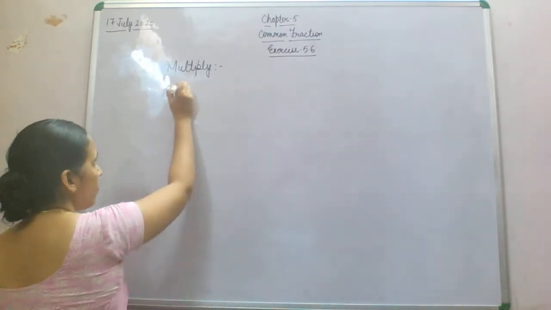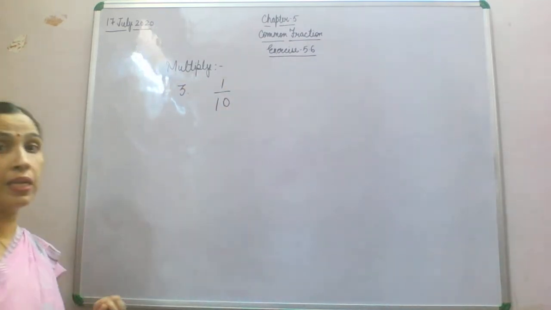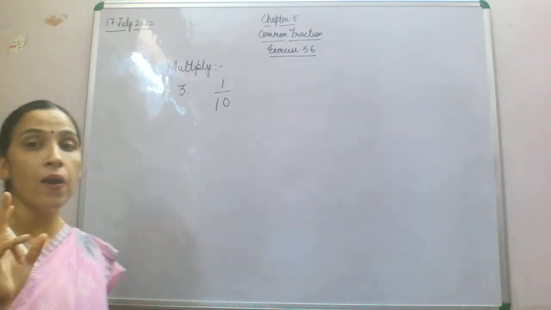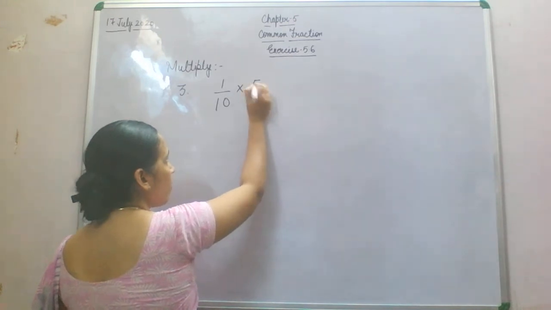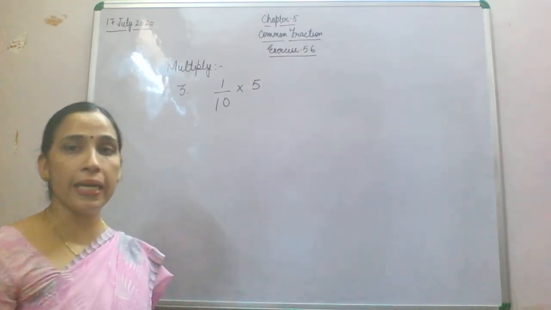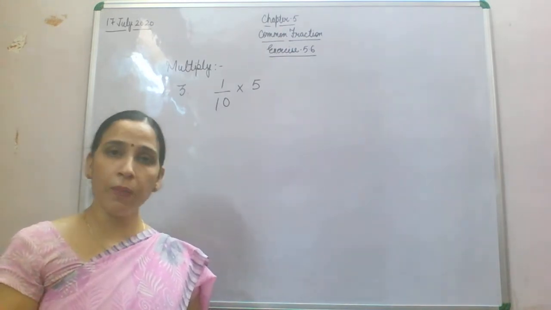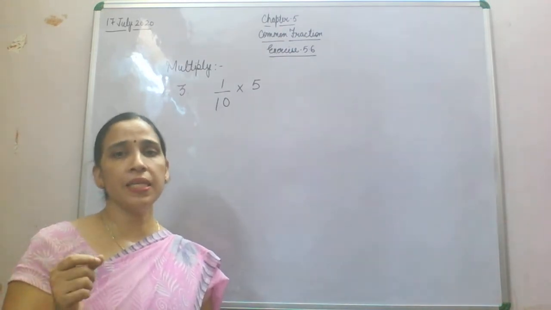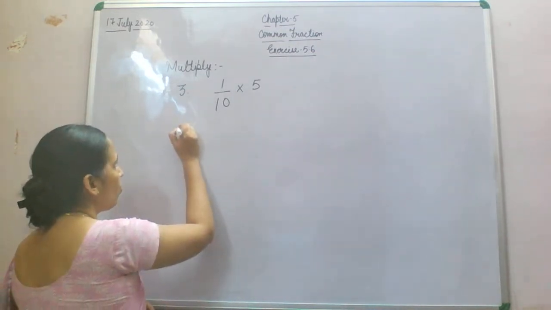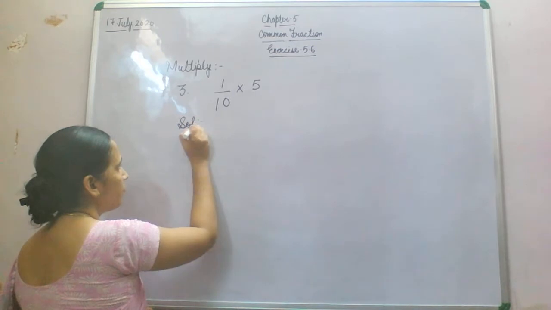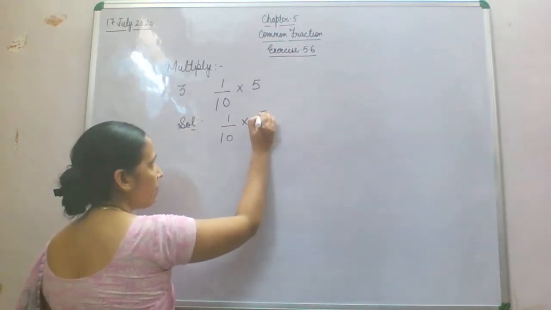So now question number 3 is 1 by 10, which is again a unit fraction. 1 by 10 multiplied by 5. 5 is a whole number, and 1 by 10 is an example of a unit fraction. Now, what is the next step?